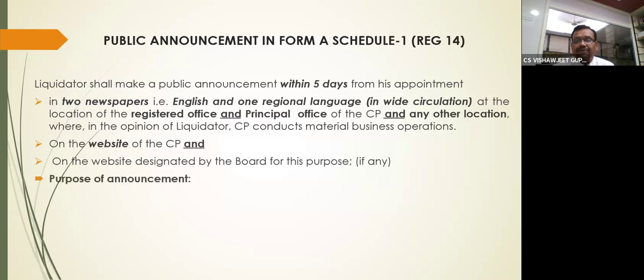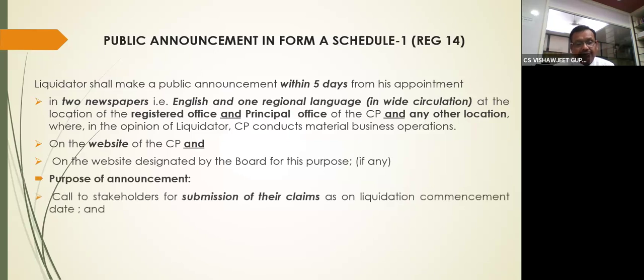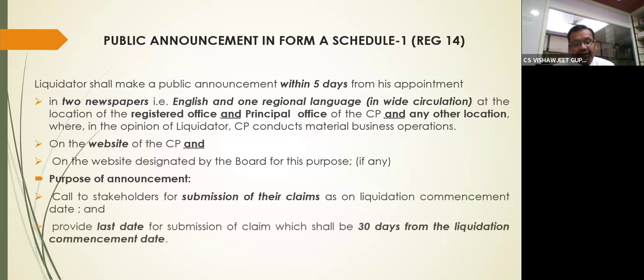The purpose of the announcement is what? The purpose of the announcement is to call the stakeholders for submission of their claims as on the liquidation commencement date, and to provide the last date for submission of the claims, which shall be 30 days from the liquidation commencement date. So here it is 30 days, but in case of CIRP, that is 14 days. So you will have to be cautious that you give 30 days to the stakeholders to submit their claims.